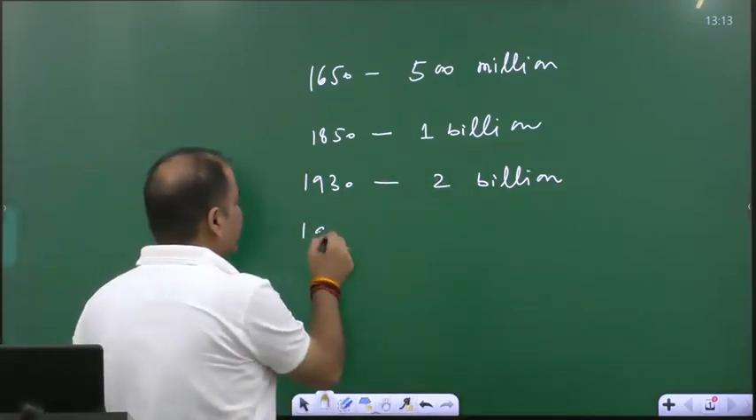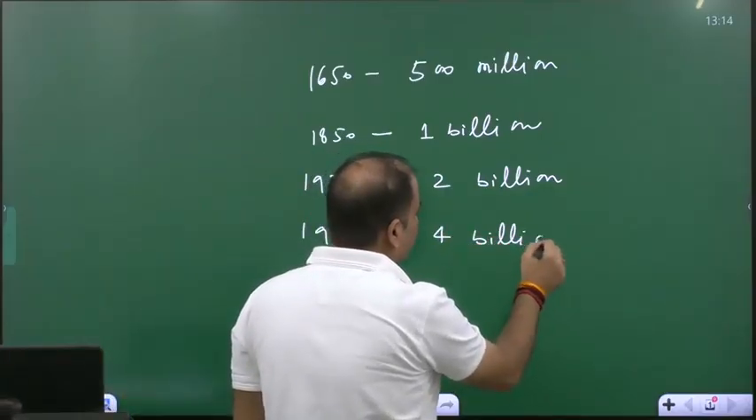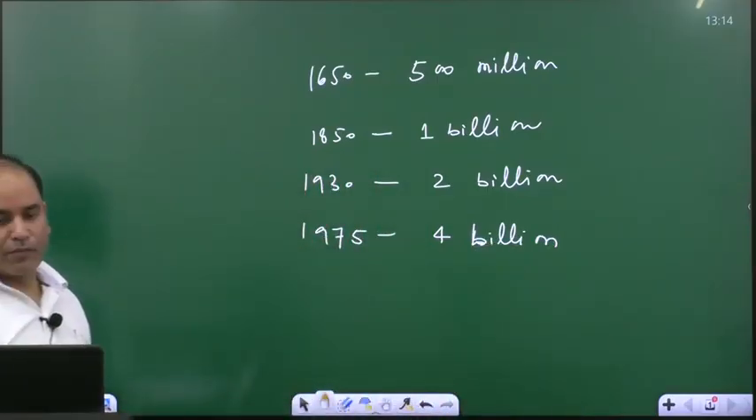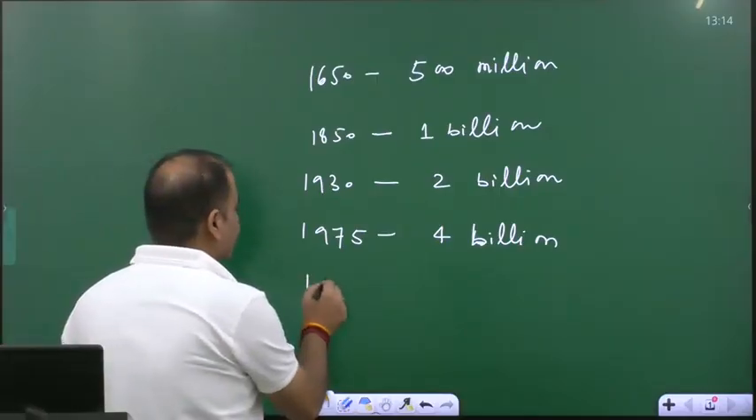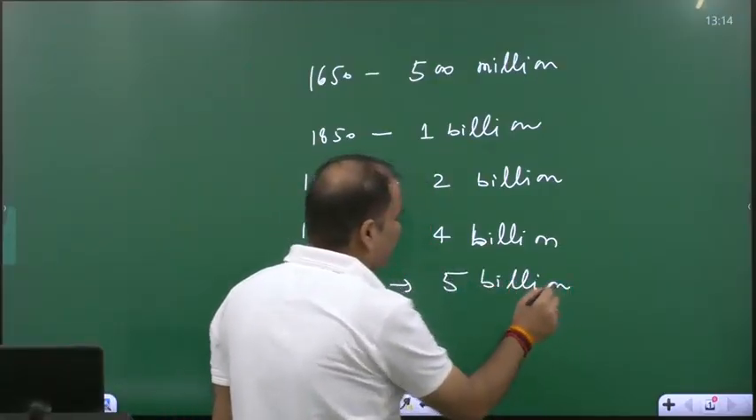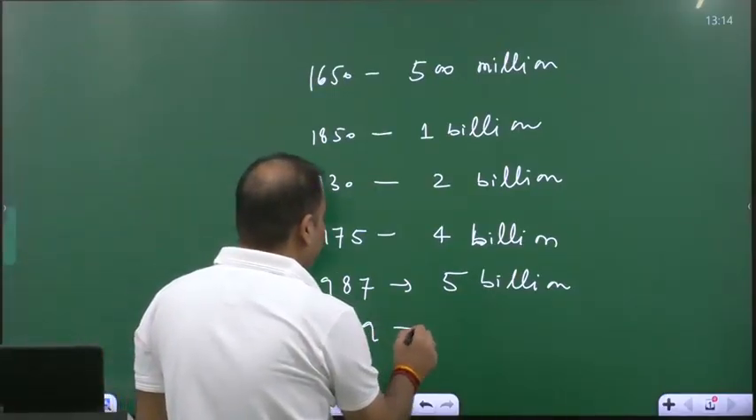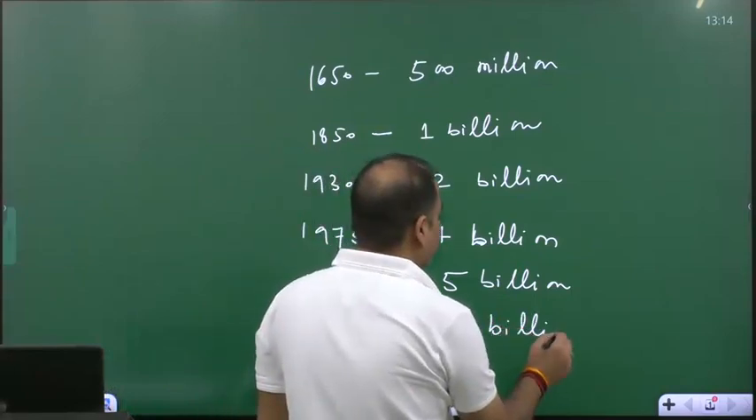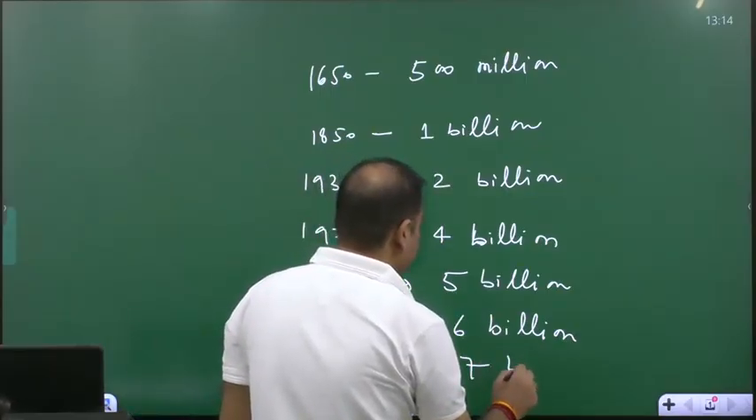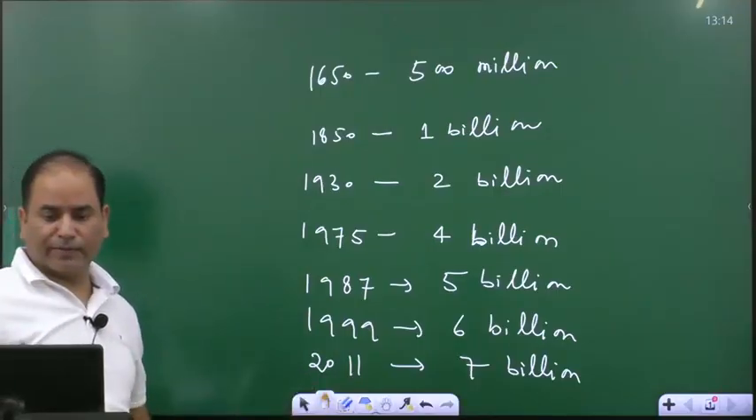Then in 1975 it has reached 4 billion. Then in 1987 it has reached 5 billion. 1999, 6 billion. 2011, 7 billion. 2024 it is going to be around 8 billion.